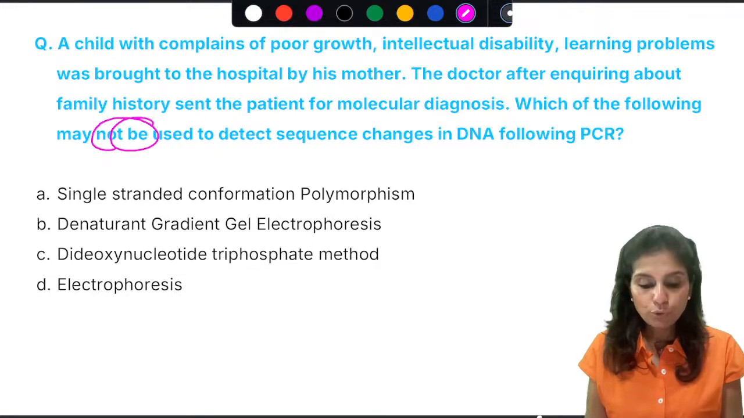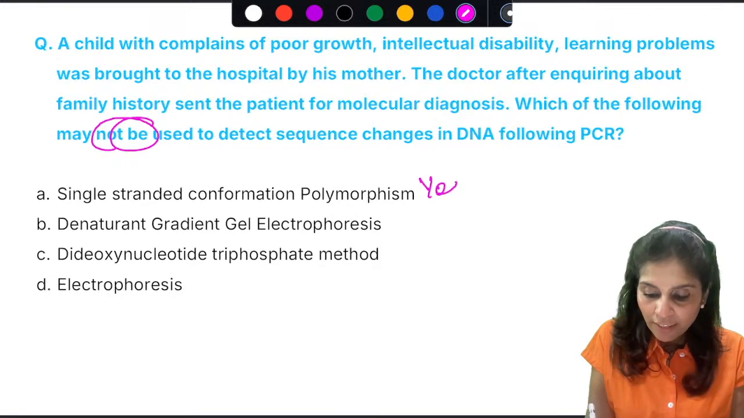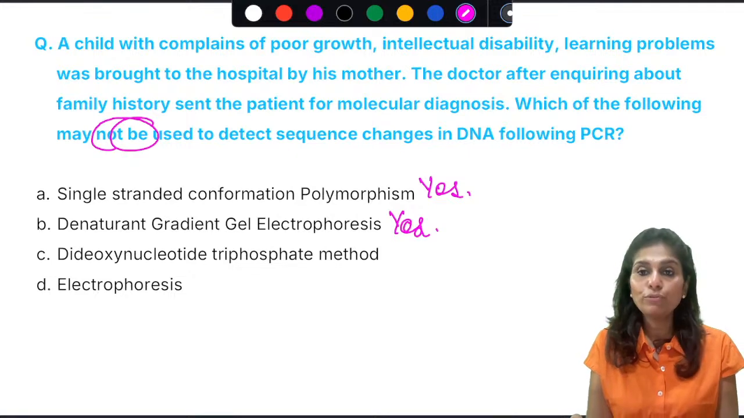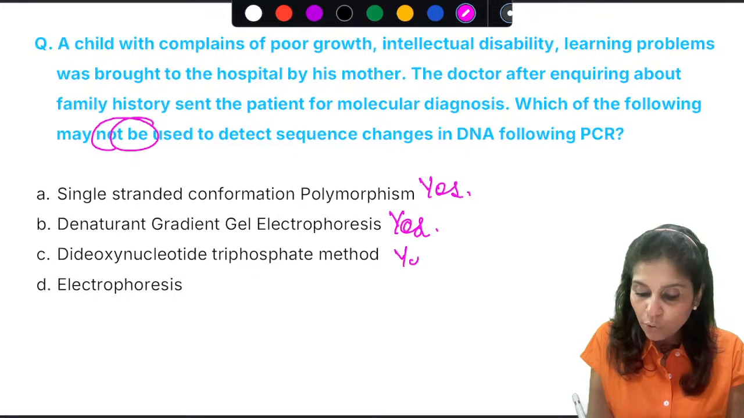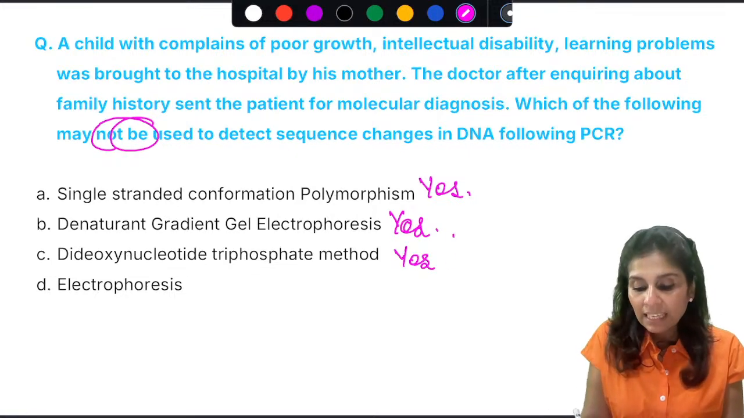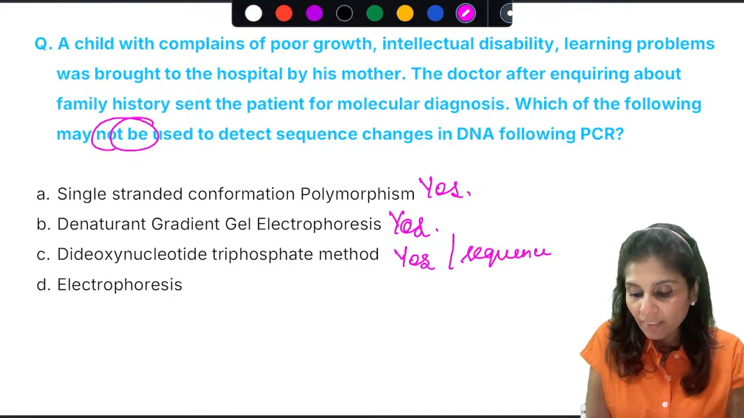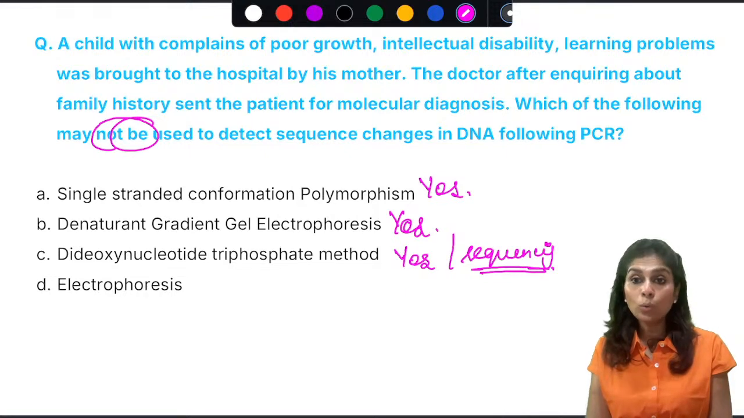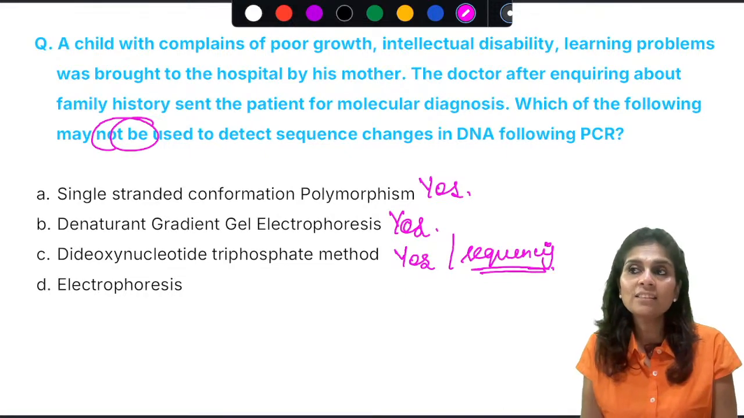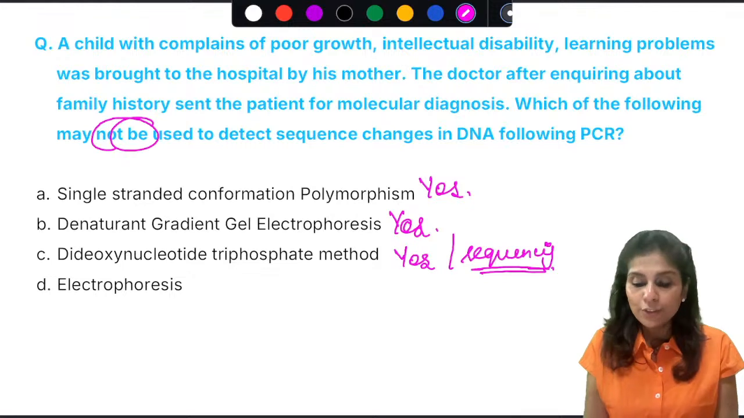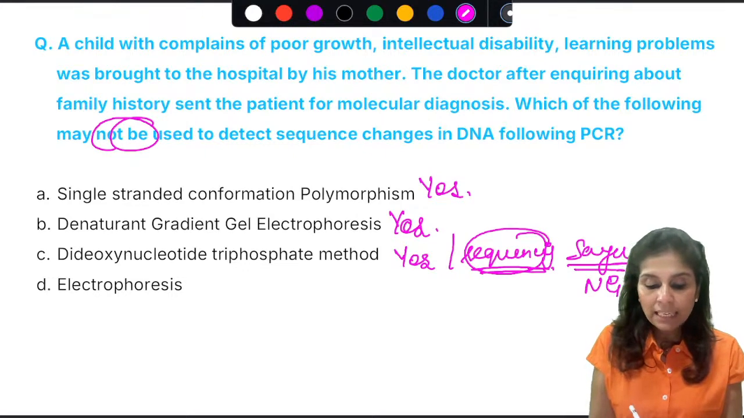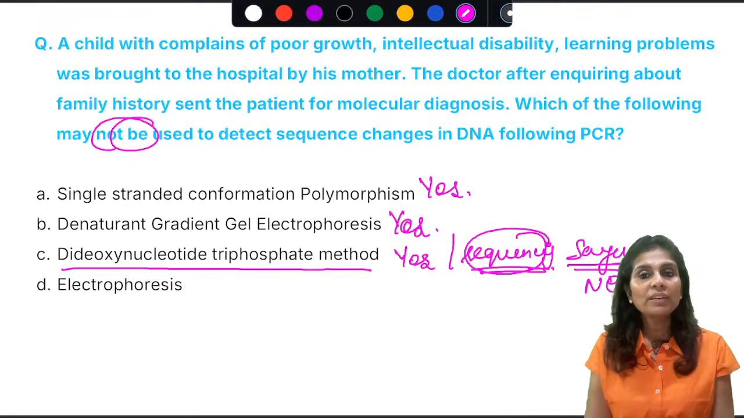So what will not be used? We will use single-stranded conformation polymorphism. We do use denaturing gradient gel electrophoresis. Dideoxynucleotide triphosphate method is nothing but sequencing. Did I tell you sequencing is a straightforward answer, but it's not available always, and it has got cost, it is very less cost effective, right? So sequencing is done by Sanger's method or by next generation sequencers. Sanger's method is dideoxynucleotide triphosphate method.